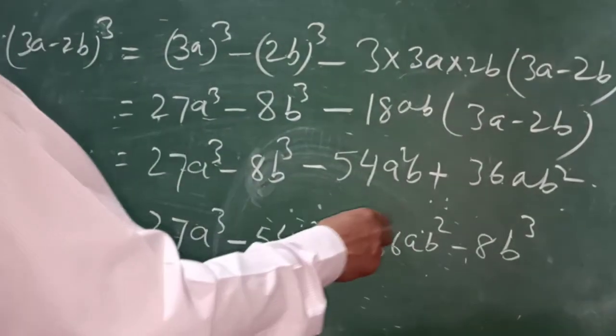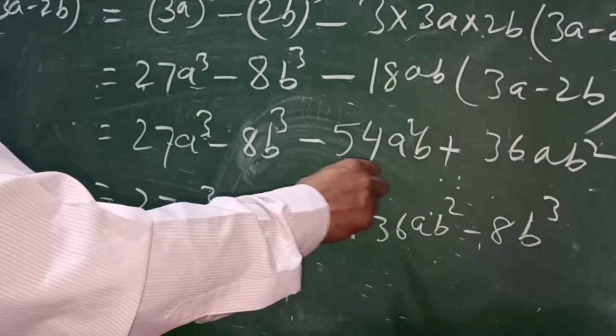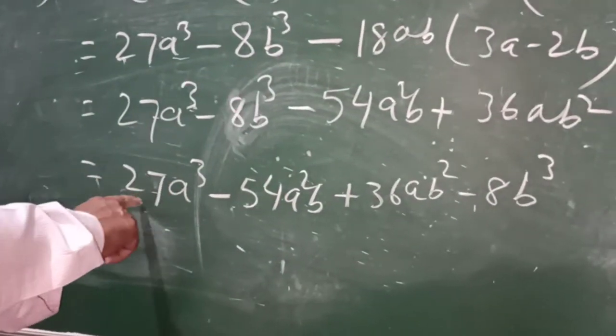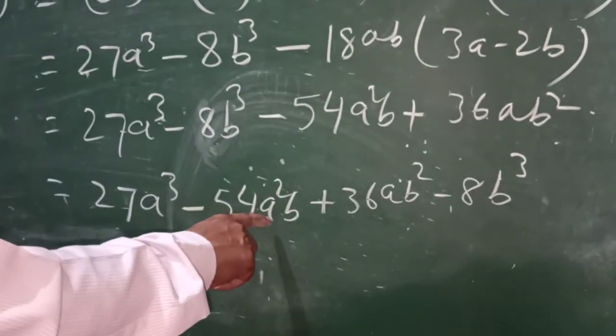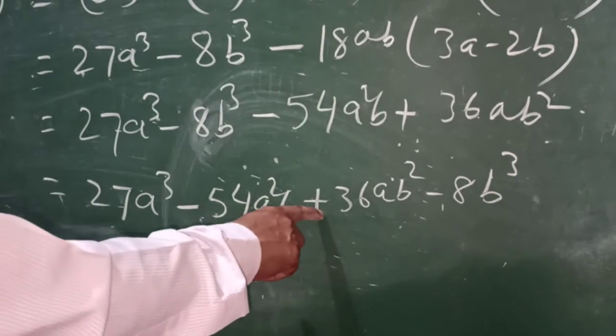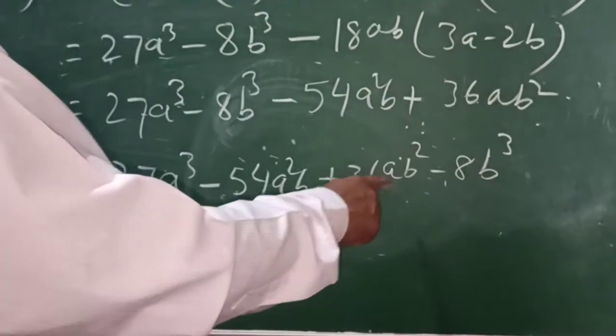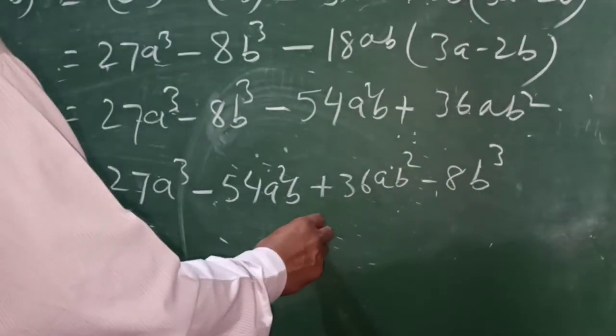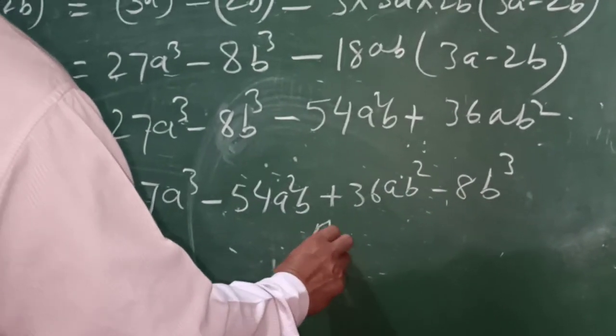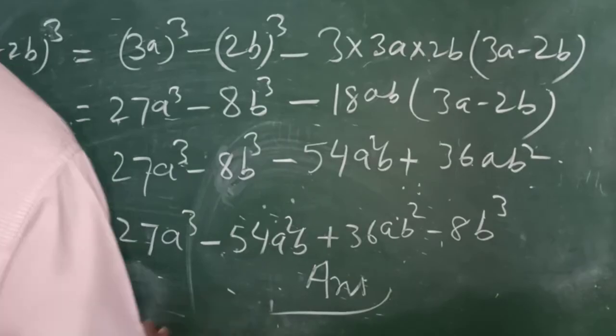Arrange the terms according to serial order: 27a cube minus 54a square b plus 36ab square minus 8b cube. This is the sequence of the answer of this question.